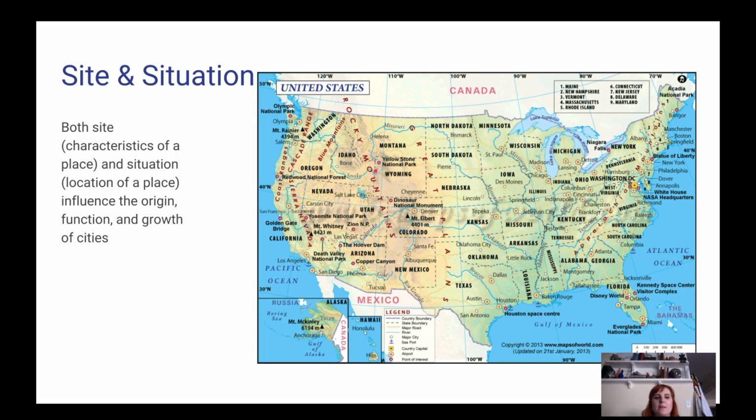So site and situation, those definitely have to do with how cities are initially developed and how they develop over time. Has a lot to do with their site and situation. Very important. Okay, that is it.